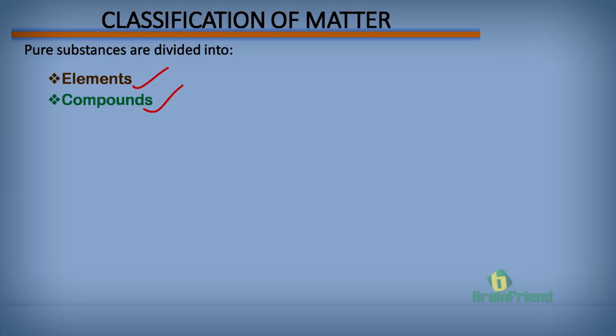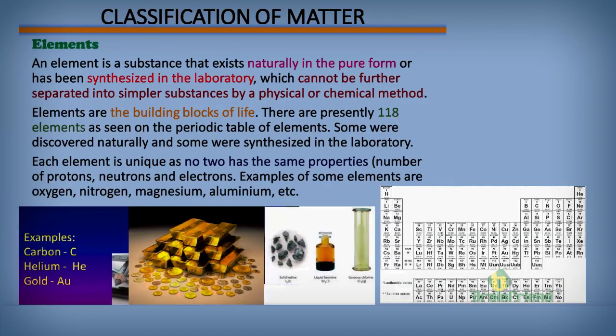We are saying we have substances that are regarded as pure in their elemental forms, and we also have substances that are regarded as pure even if they are what? Compounds. Now, let us see the difference between them. An element is a substance that exists naturally in the pure form or has been synthesized in the laboratory, which cannot be further separated into simpler substances by any known physical or chemical method. So any substance at all that exists naturally in its pure form and which cannot be further separated into simpler substances by any physical or chemical method is an element.